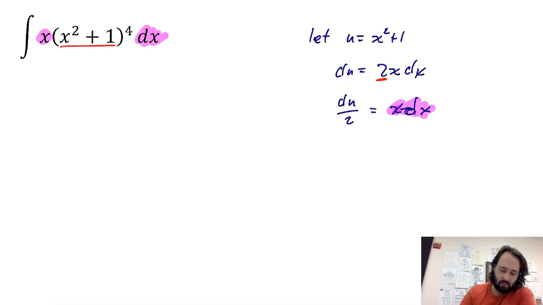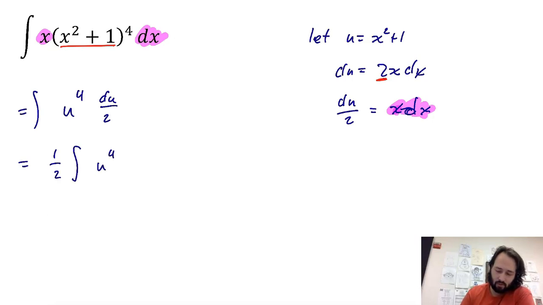So what this becomes is the integral of u to the 4th du over 2. And what I like to do is take that 1/2 outside of my integration symbol. So I still just have u to the 4th du. So then this would become u to the 5th over 5, so u to the 5th over 10 plus c. Make the substitution back in for your x squared plus 1.